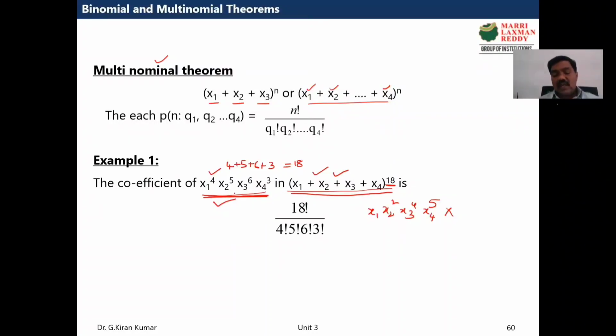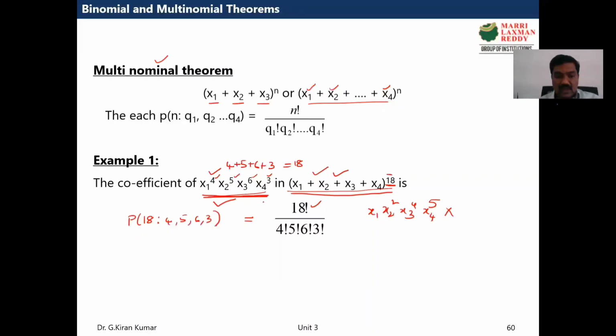You already studied the calculation of constrained repetition permutations. In that case, the coefficient of this is 18 factorial, because we have the whole power 18, divided by 4 factorial into 5 factorial into 6 factorial into 3 factorial. This is how we write it. In fact, expression-wise, we write this as P of 18 colon 4 comma 5 comma 6 comma 3. Please make a note.